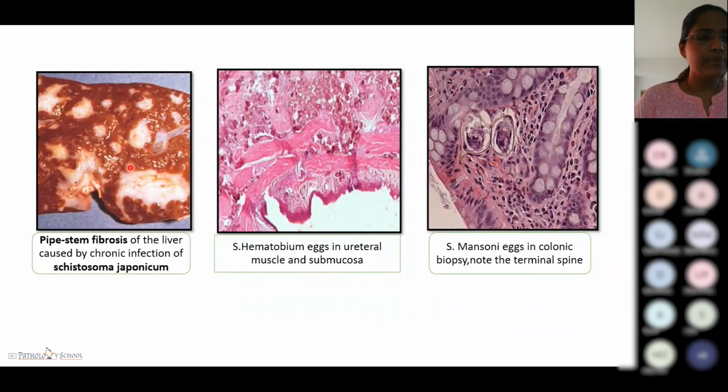This is the pipe stem fibrosis of the liver caused by chronic infection of Schistosoma japonicum. In this picture, Schistosoma haematobium eggs in urethral muscle and submucosa are seen. And here, Schistosoma mansoni eggs in colon biopsy. Schistosoma mansoni has the lateral spine.